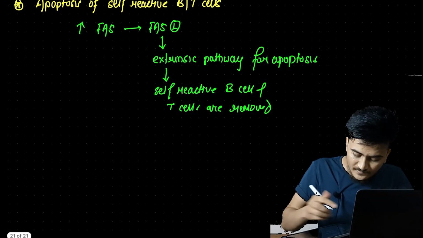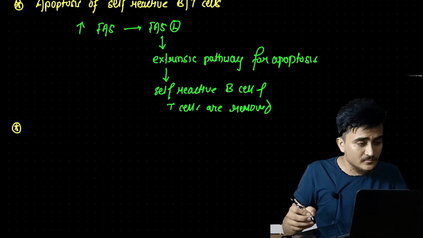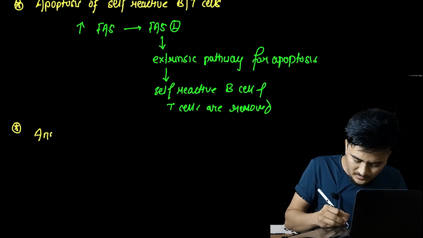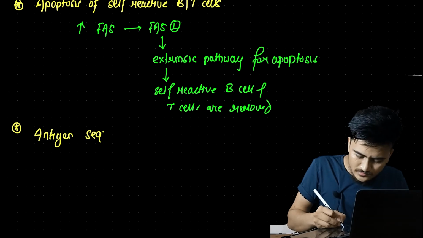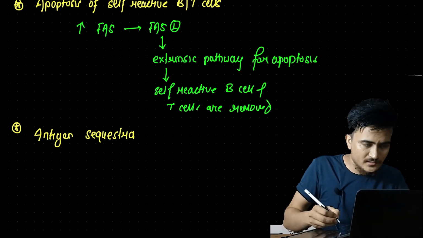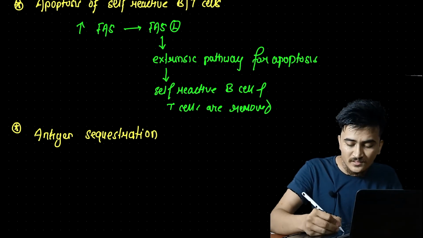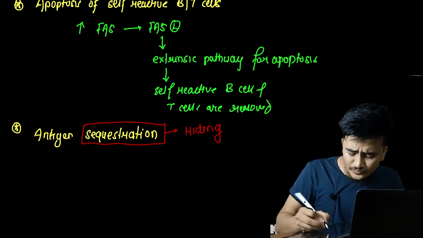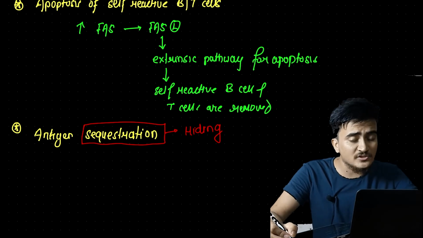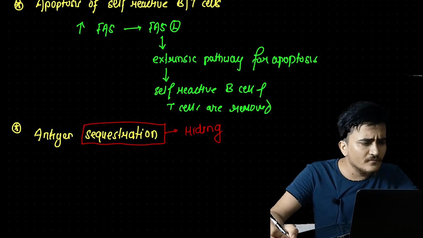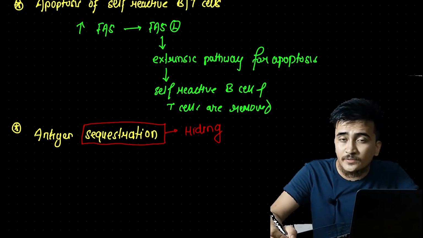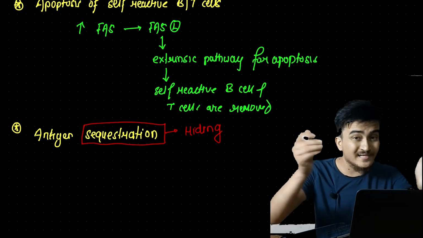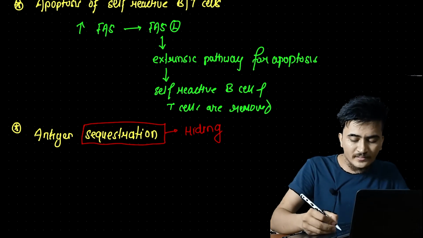Now let us talk about the final, last but not the least, process through which we acquire peripheral tolerance: antigen sequestration. What is the meaning of sequestration? The meaning of sequestration is hiding. That means we are hiding the self antigens, and obviously if we hide them, there won't be antibody formation against them. Now there are several organs in our body that help in antigen sequestration, or help to hide antigen. Now what are these organs?